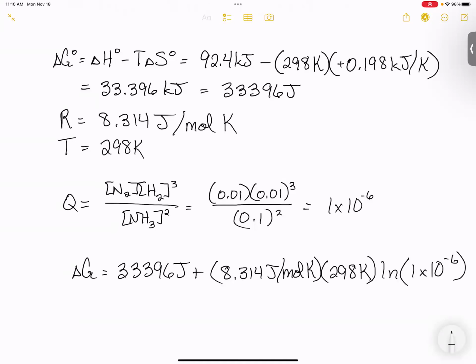When you key that into the calculator, you get a delta G of negative 832.9 joules, or negative 0.833 kilojoules.